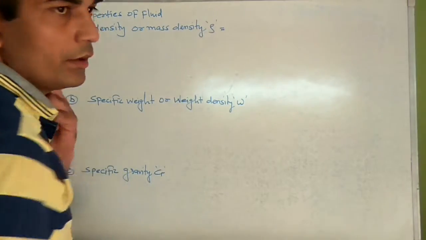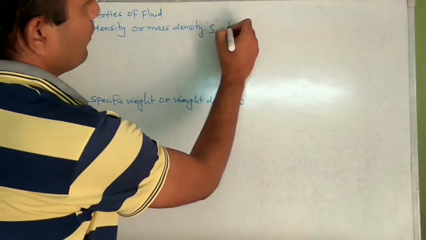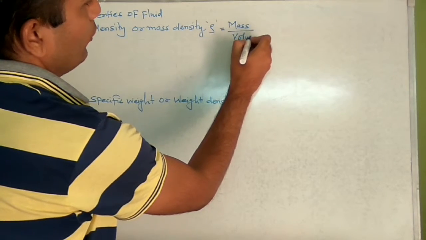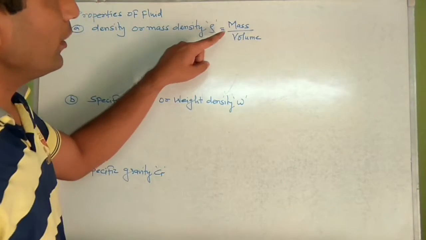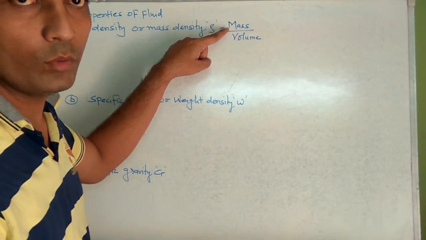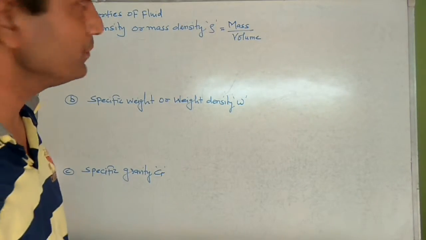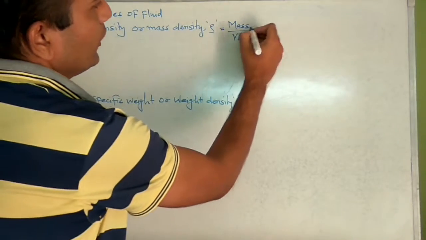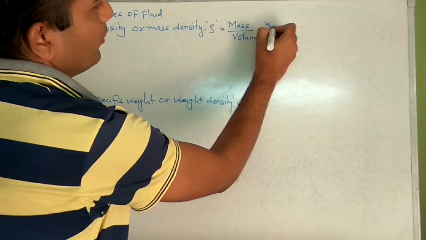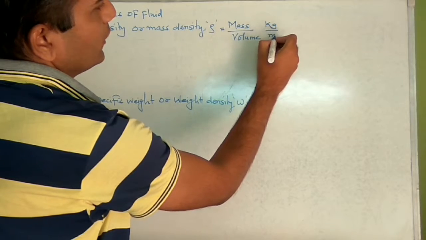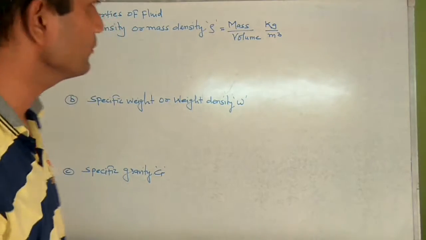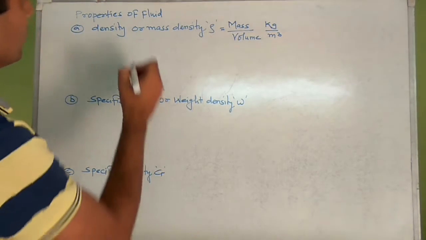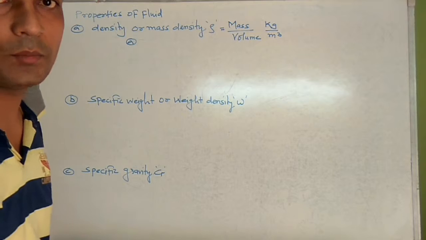Now we'll see one by one what is density or mass density. So that is the ratio of mass divided by volume. Now mass means mass of fluid in that volume. So first of all, we'll see the units. Unit of mass is kg and volume is meter cube. So again, if we elaborate these things, we'll see by an example.